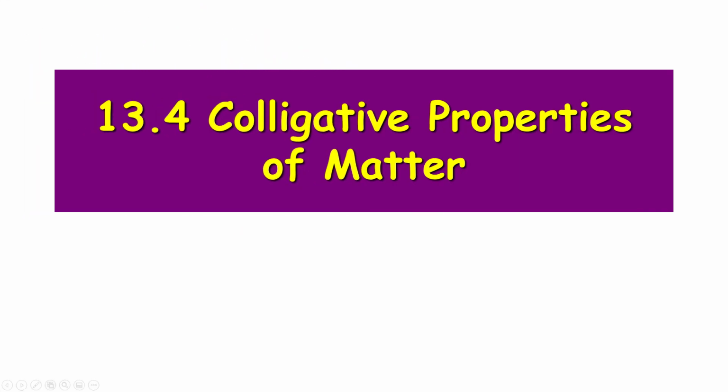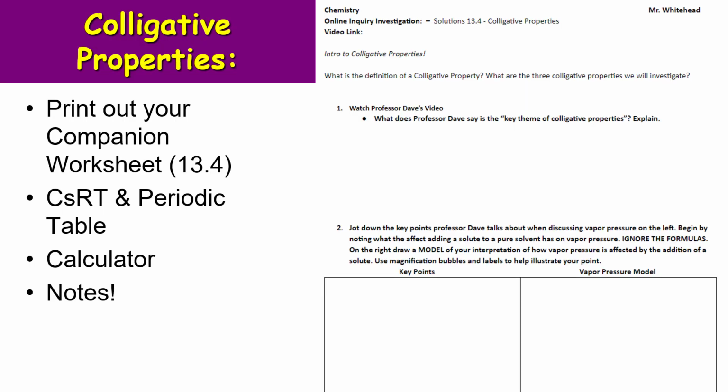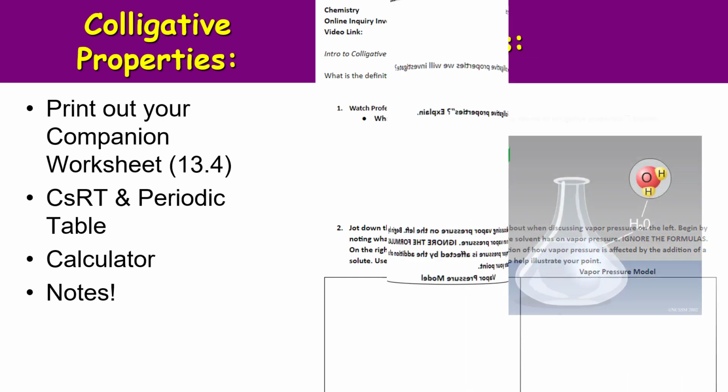First video in the solutions chapter. This is 13.4, colligative properties of matter. To effectively learn this lesson, please make sure you have printed out your companion worksheet. You're going to need your C-cert open to a periodic table. You will need a calculator, and of course, your notes. So without any further ado, let's get started.